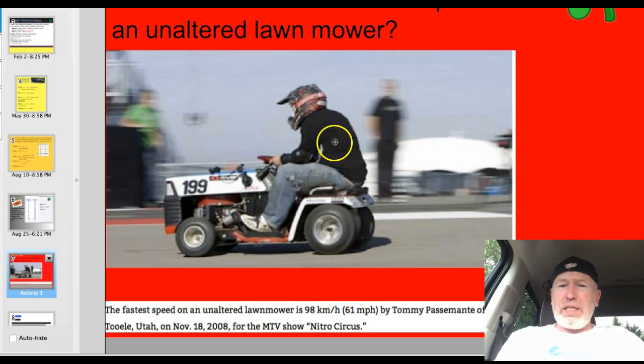And I think I'd want some body protection other than just the helmet if I was going 61 miles per hour on a lawnmower.